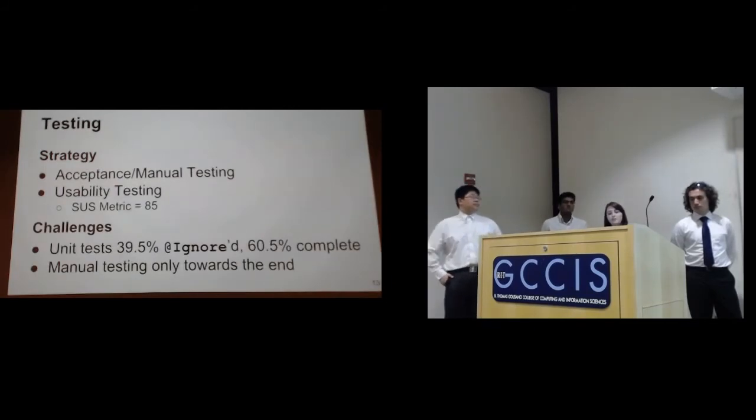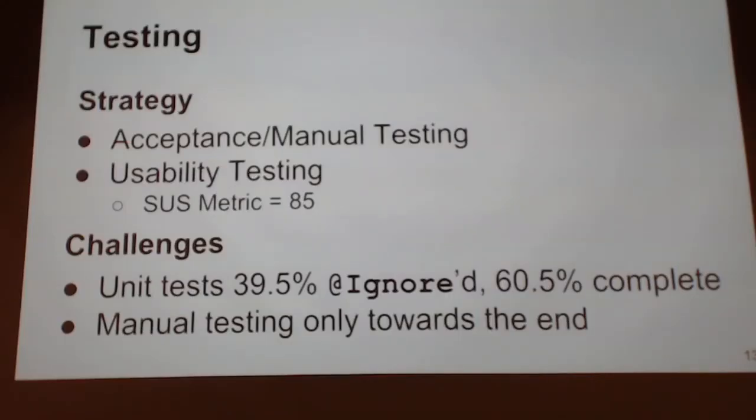Some of the challenges that we had with testing were for unit tests. Out of the unit tests that we had hoped to complete for the system, we were only able to get 60.5% completed. So this meant that at the end of our construction, we were doing mostly the manual acceptance tests and usability testing as opposed to the unit testing, mostly just because of a time constraint.